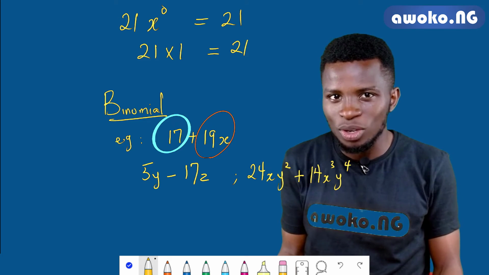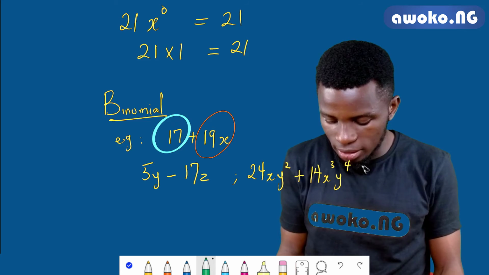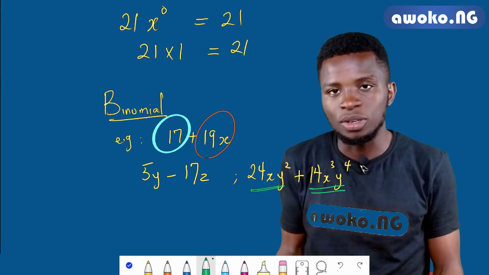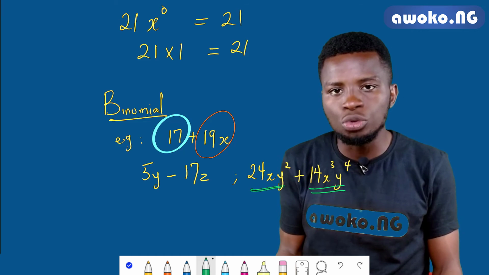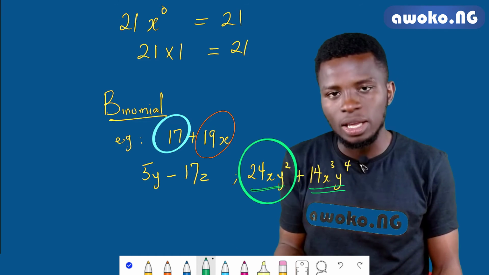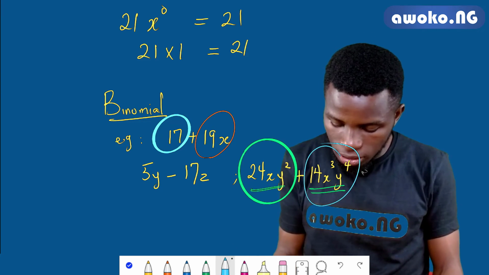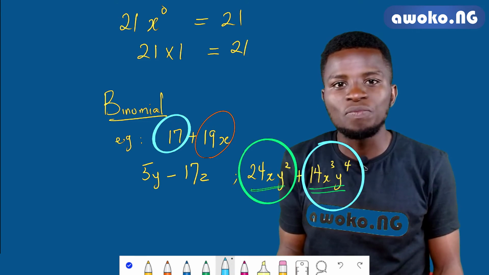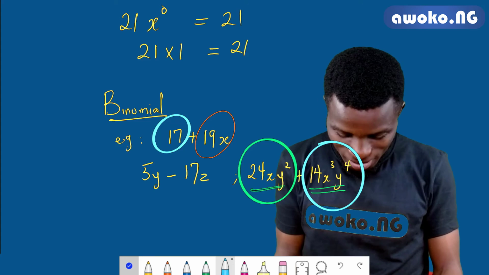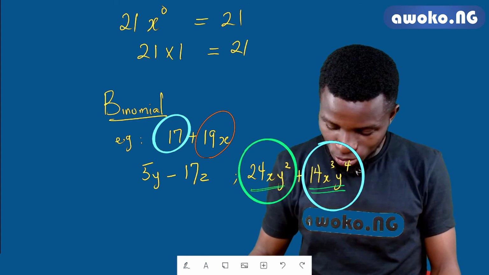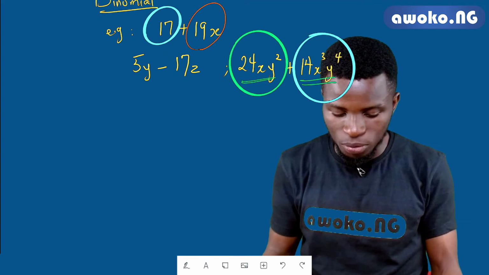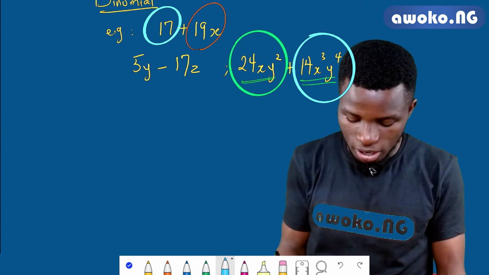Is that understood? Well, because this is a term, and this is another term. So the combination of two monomials: this on its own is a monomial, while this is also a monomial. So the combination of these two monomials gives us a binomial. Alright, so let us go to the next case scenario, which is the trinomial.